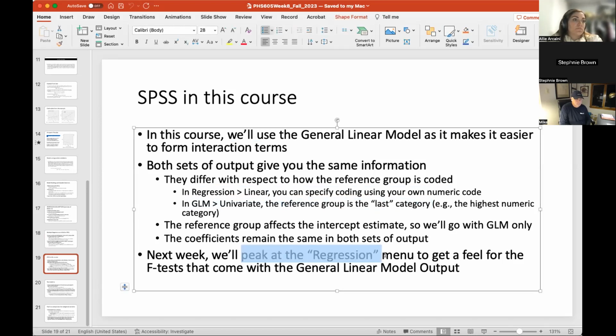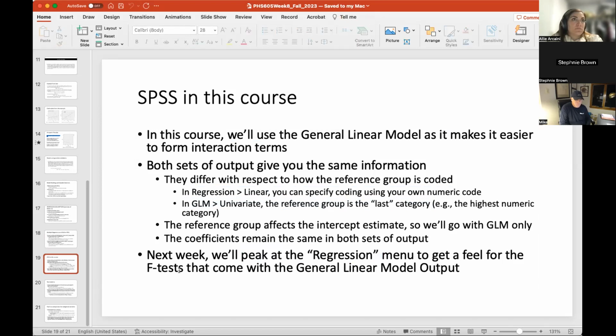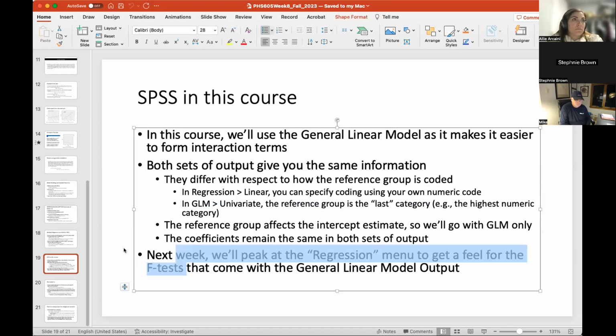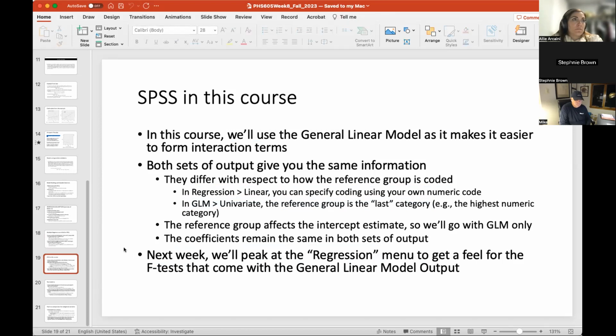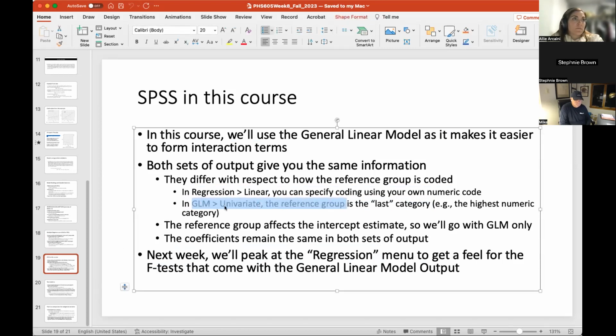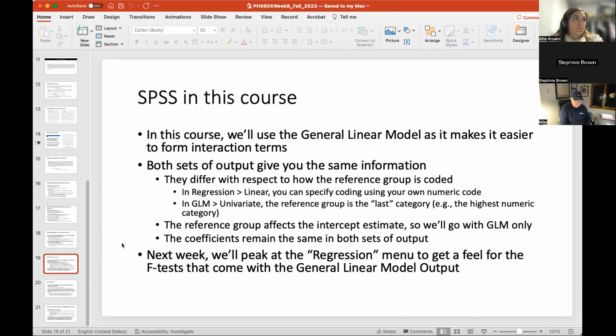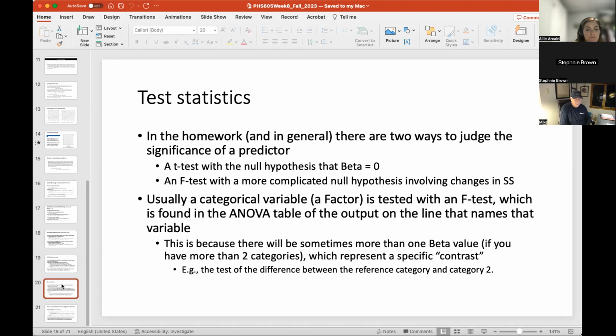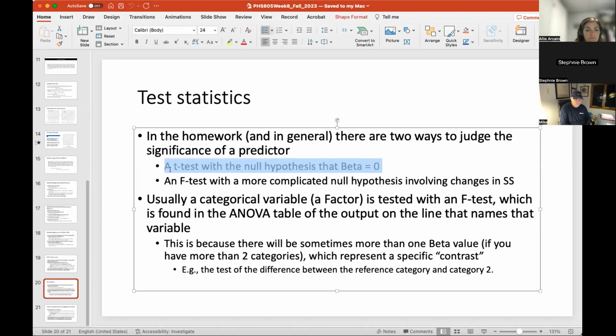One thing that's nice about this regression output is, again, we're going to talk about how to compare what we call nested models, which is essentially what the F tests that come out of univariate do. I feel like next week's a good place to show you that. It's a beefed up way of comparing models based on their R squared.